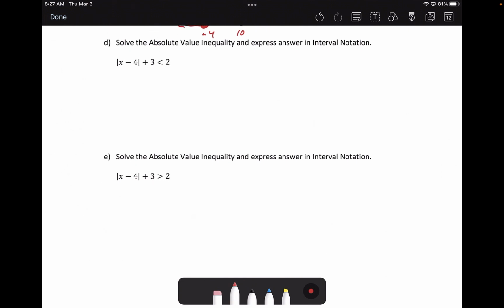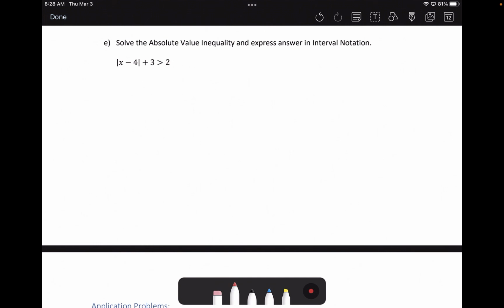In our next example, we need to first isolate the absolute value, so we'll subtract 3. Absolute value of x minus 4 is less than -1. This is a special case. Think about what absolute value means. Absolute value means whatever is on the inside is a positive number. So we have a positive number that is less than -1. That's not possible. You can't have a positive number that is smaller than -1. So here we can stop and say that this is not possible. There's no solution.